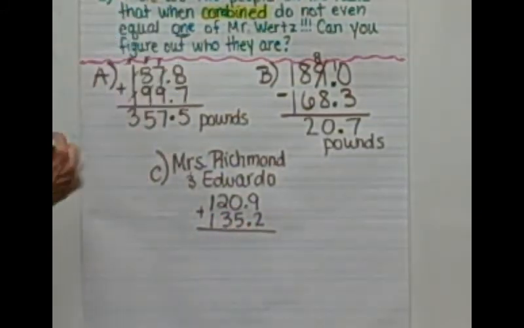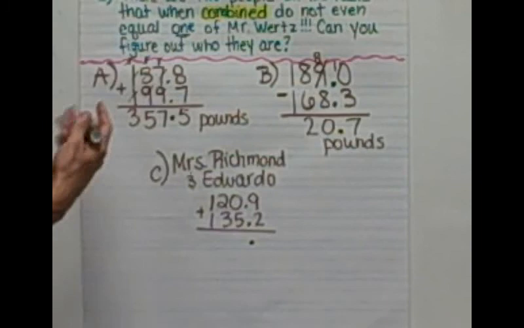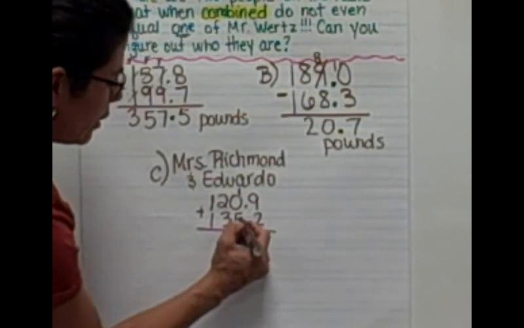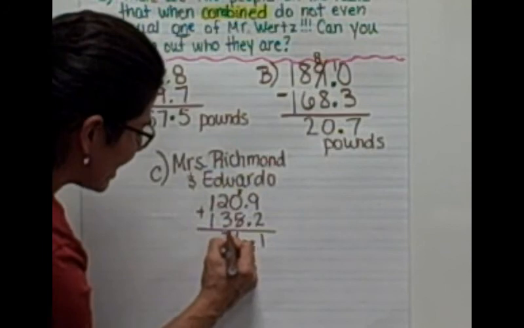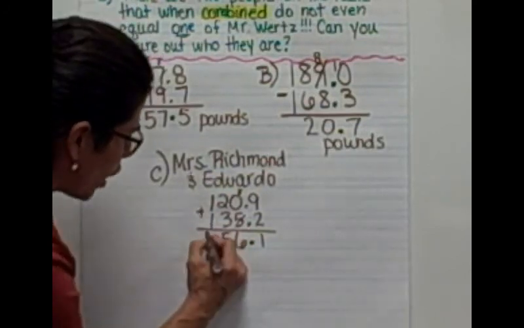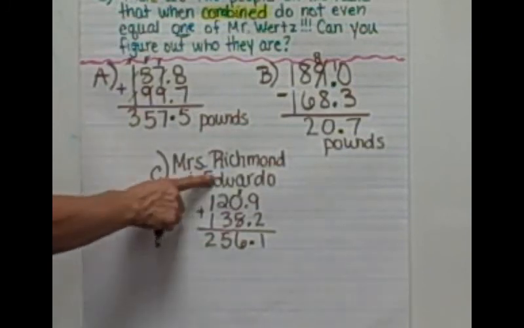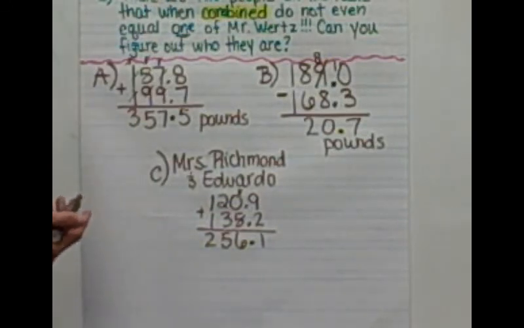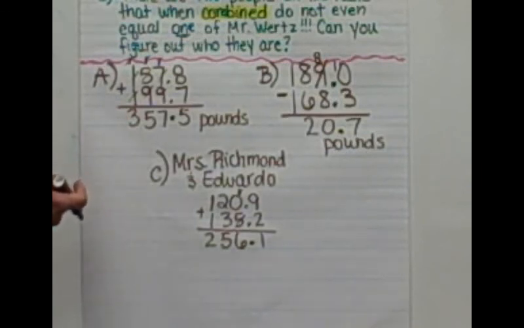So that is how we set it up. Decimals are aligned. You're going to bring your decimal straight down, and then let's go ahead and add. 9 plus 2 is 11. Drop the 1, carry the 1. 5 plus this 1 that we carried is 6. 2 plus 3 is 5, and 1 plus 1 is 2. So if you look at this, Mrs. Richmond and Eduardo weigh 256.1 pounds, which means that Mr. Wertz is a little heavier than both of them combined. If you ask me, that is an amazing fact.